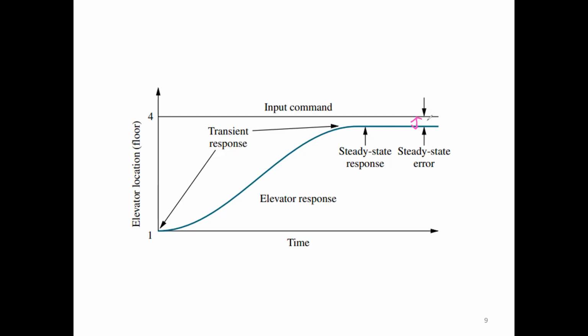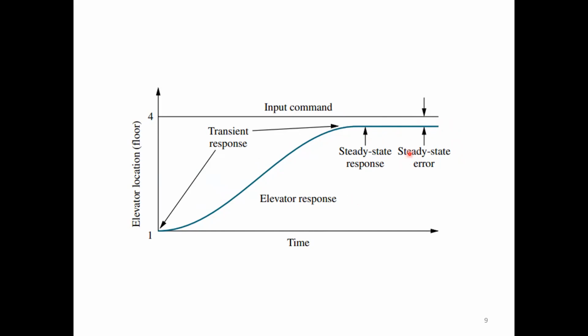Okay, do you understand this so far? Yes, sir. Okay, that is the steady state error here. That is the transient response, the slow response of the system. And finally, we'll go to the steady state, we'll get the steady state response, and the difference between the input command and the steady state response is known as the steady state error.